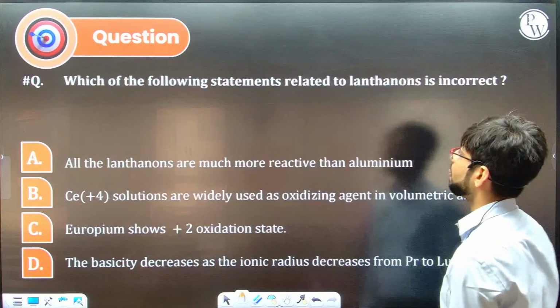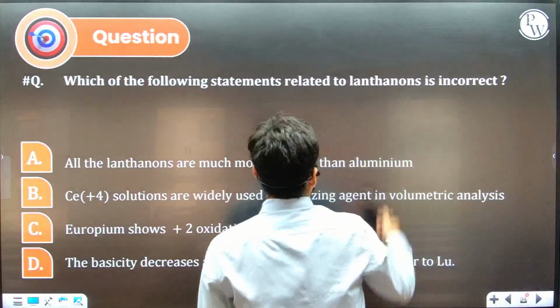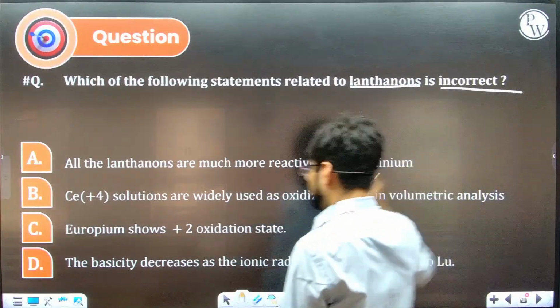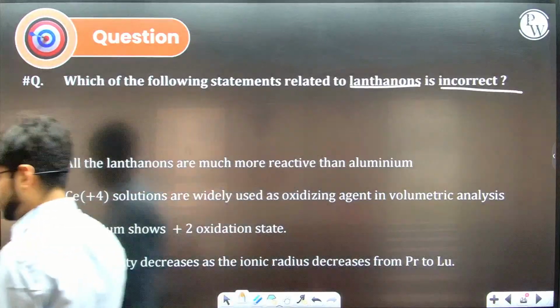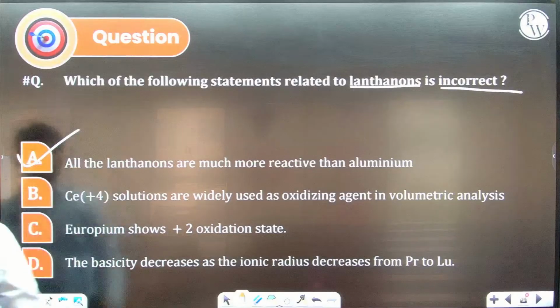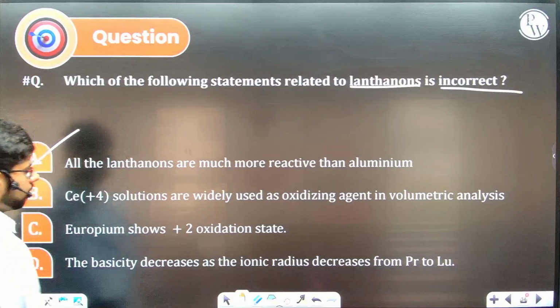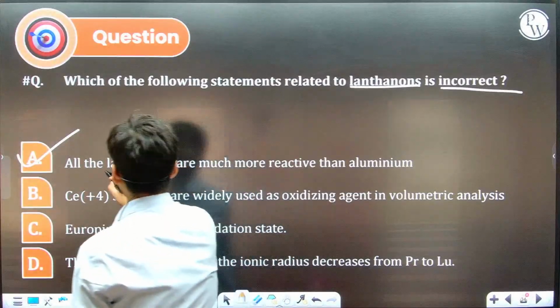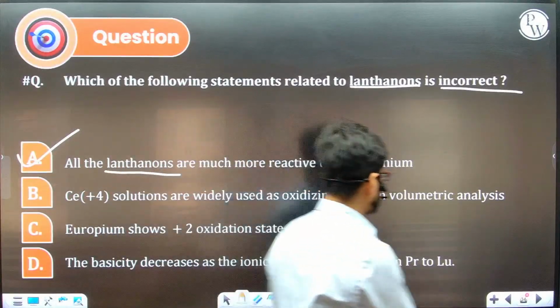Next. Lanthanoid, which of the following statements is incorrect? This is incorrect. Aluminum is more reactive. So A is incorrect. All the lanthanoids are more reactive, so that's wrong.